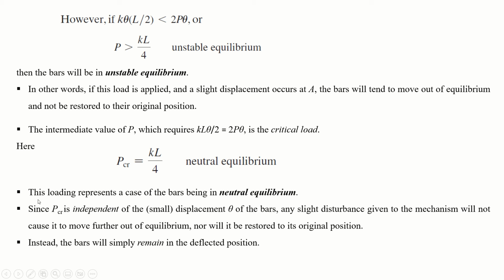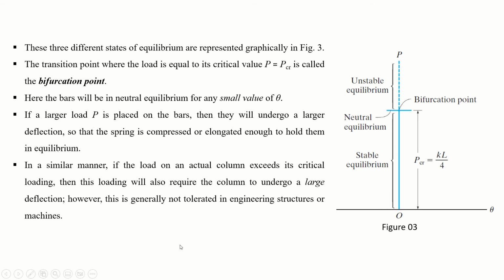This loading represents a case of the bars being in neutral equilibrium, since P critical is independent of the displacement theta of the bar. See, there is no value of theta in this equation. Any slight disturbance given to the mechanism will not cause it to move further out of equilibrium, nor will it be restored to its original position. Instead, the bars will simply remain in the deflected position, as I explained.